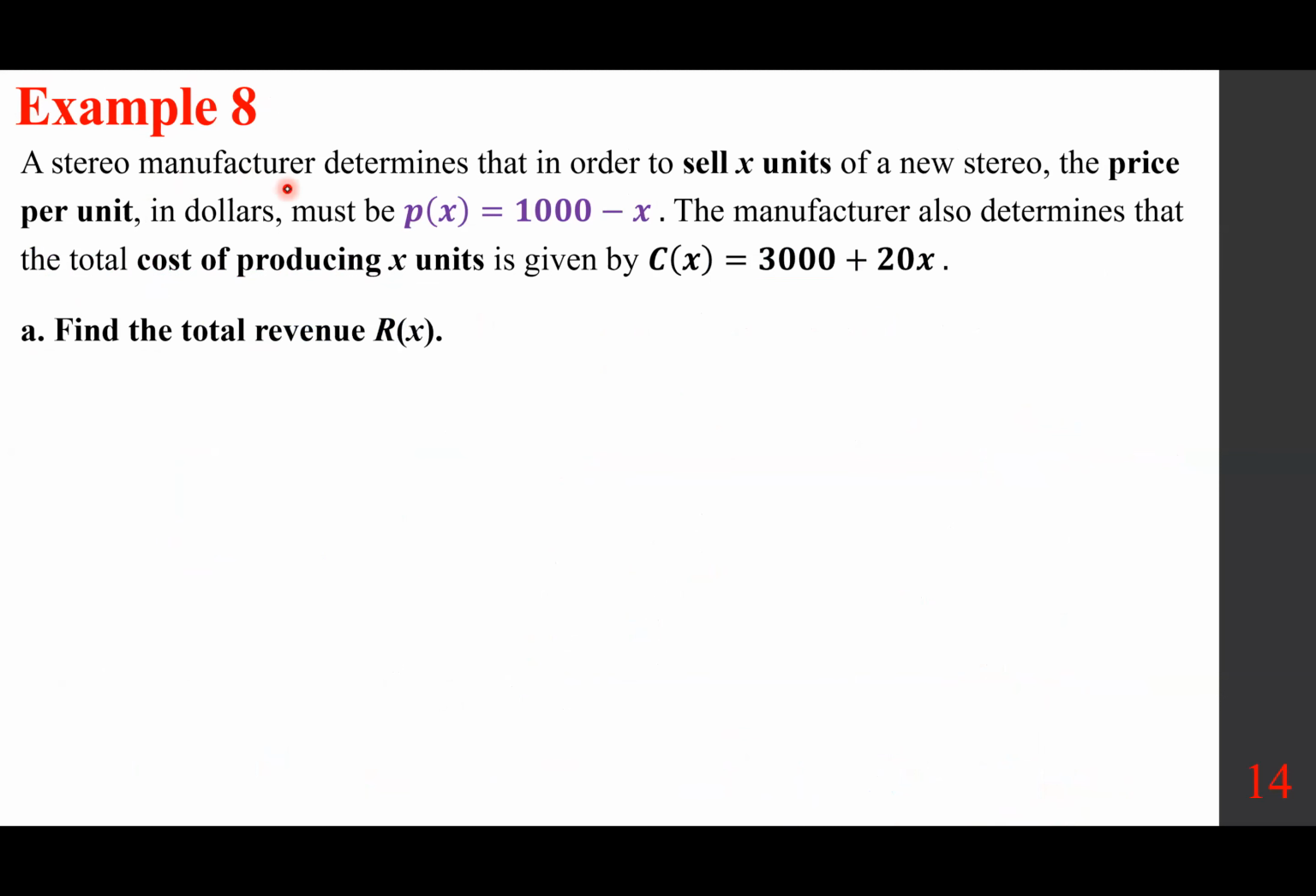A stereo manufacturer determines that in order to sell x units of a new stereo, the price per unit in dollars must be P of x equals 1,000 minus x. The manufacturer also determines that the total cost of producing x units is given by C of x equals 3,000 plus 20x. Find the total revenue. Well, as you know, revenue by definition is the number of units times the price. So x is the number of units we're going to sell. P is the price of their product. So this times x.